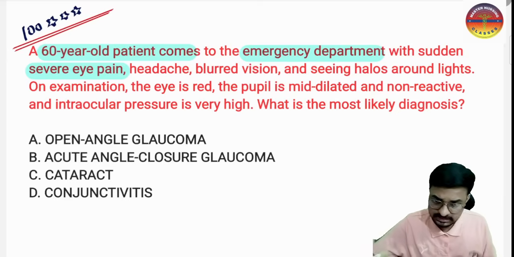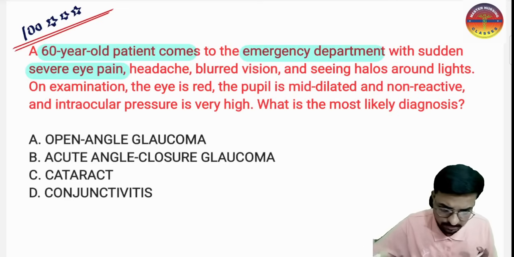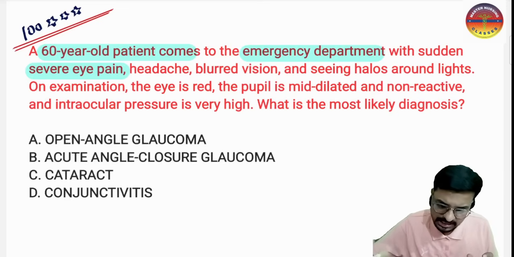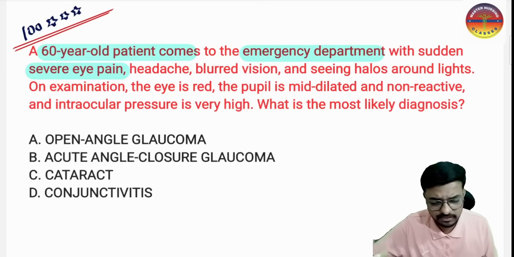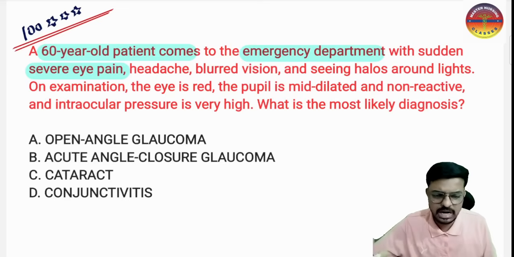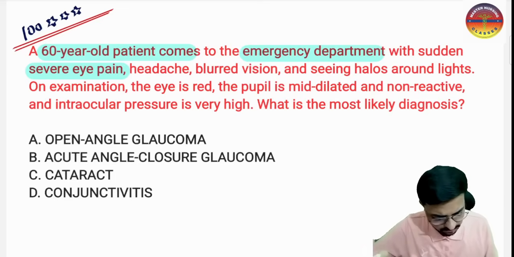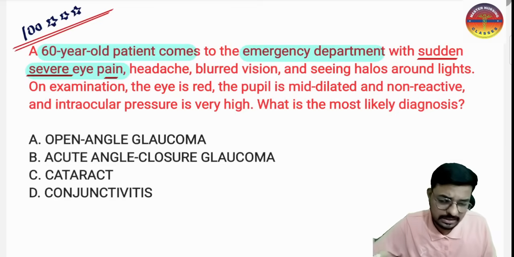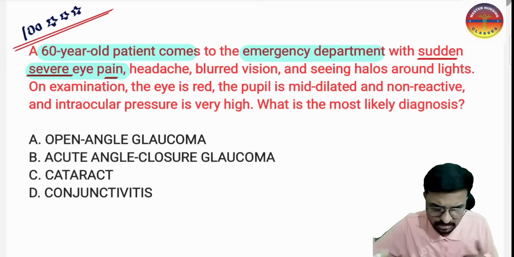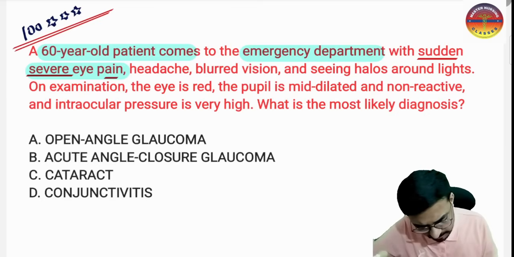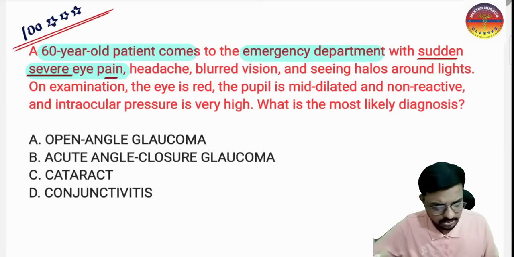The 60-year-old patient is in the emergency department, coming with a sudden and severe eye pain. So can I say this is the cataract? No sir, because we studied the cataract: it is not sudden, it is not acute and it is not painful. Here in the question, three things are mentioned: it is sudden, it is severe and it is painful. So it is completely the opposite of the cataract. In the cataract, there is nothing sudden, nothing severe and no pain. So I am removing the cataract option.